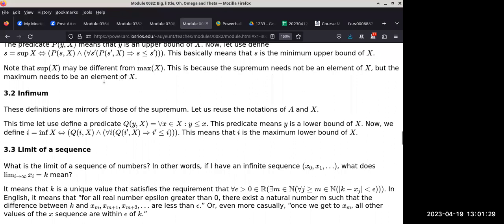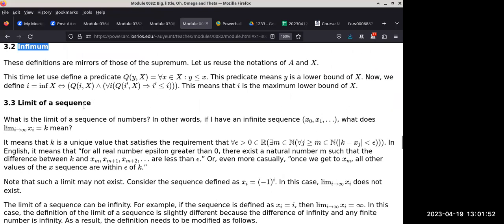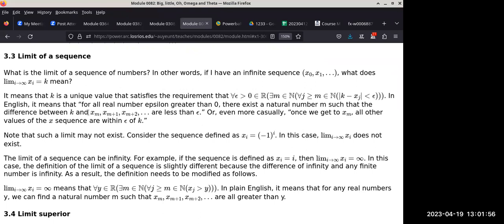Okay, so once we define maximum, we can define minimum. So infimum is basically the same thing as the minimum. It's the fancy name. It is defined using some equivalently obscure notation, but it's basically the same thing that we had earlier. So now we have defined maximum and minimum. And then the third thing we're going to define is the limit of a sequence. This is where your pre-calc prerequisite is going to come in handy.